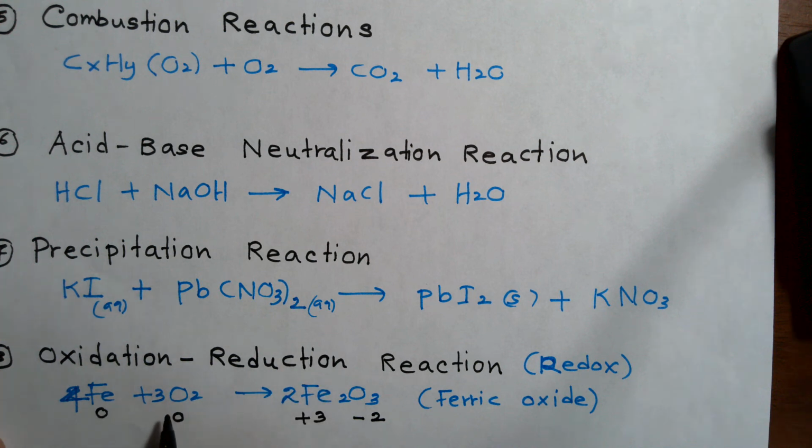Let's see oxygen. Oxygen initially has 0 charge because this is elemental oxygen, O2. But within the compound the charge is -2. What happened? One oxygen atom gained 2 electrons. It received or gained 2 electrons. So gaining electrons, obtaining electrons, we call reduction. So oxygen undergoes reduction, and iron Fe undergoes oxidation.